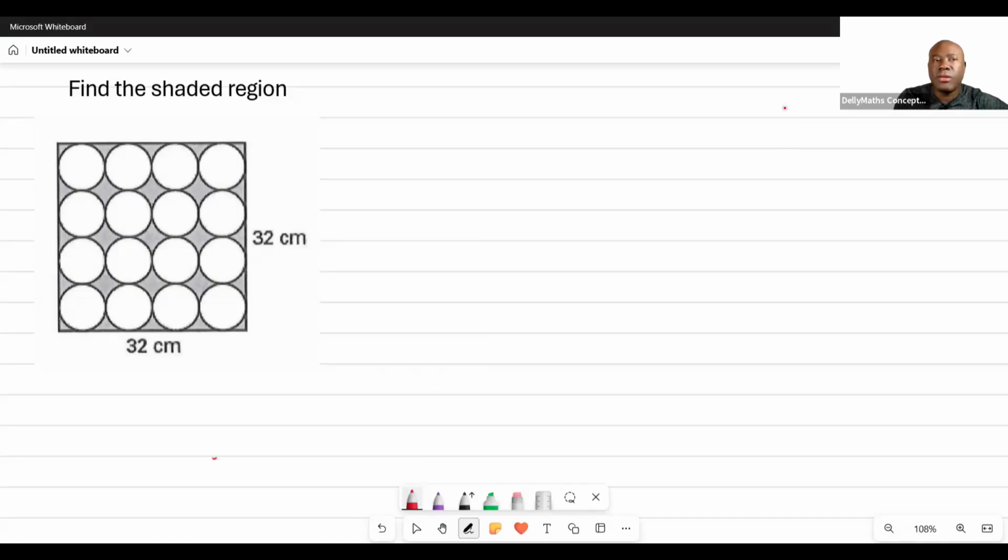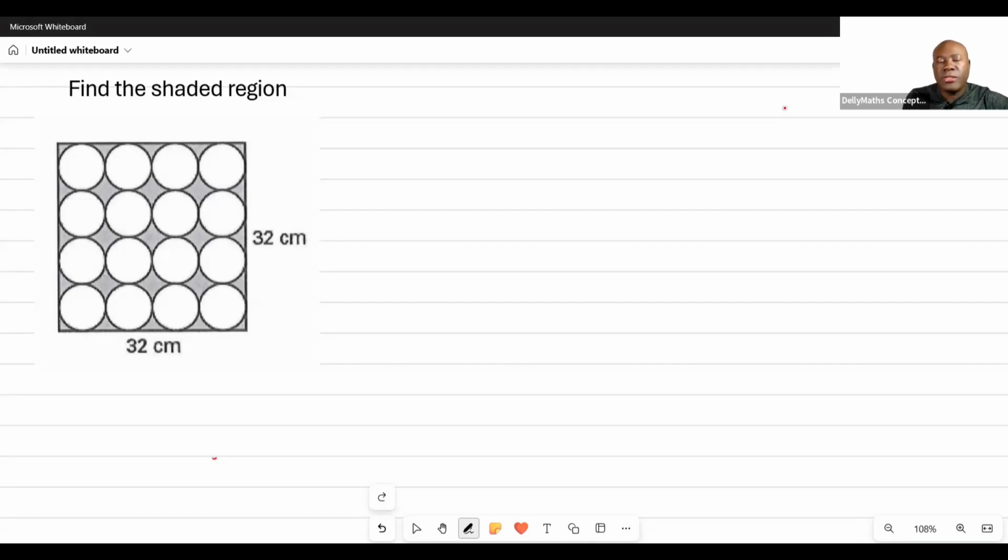So in this question, we're looking at a square. We have 32, 32, and we have a number of circles that are inscribed in this square. As you can see, based on how they are designed, they're fitted close together and they take up all the width and the length of the square.